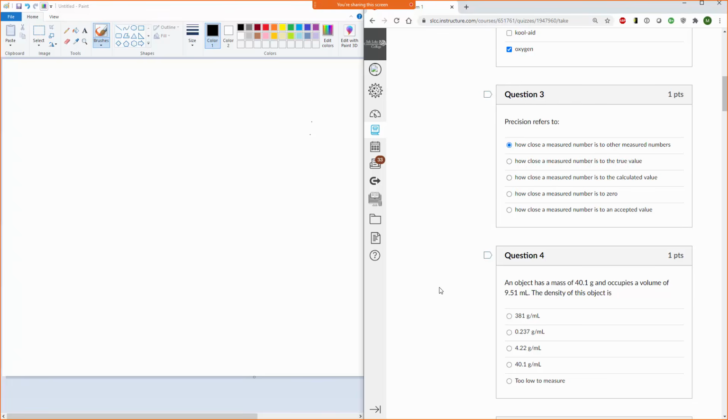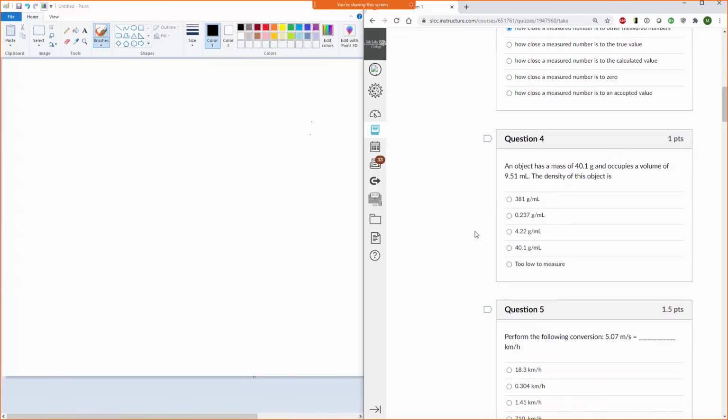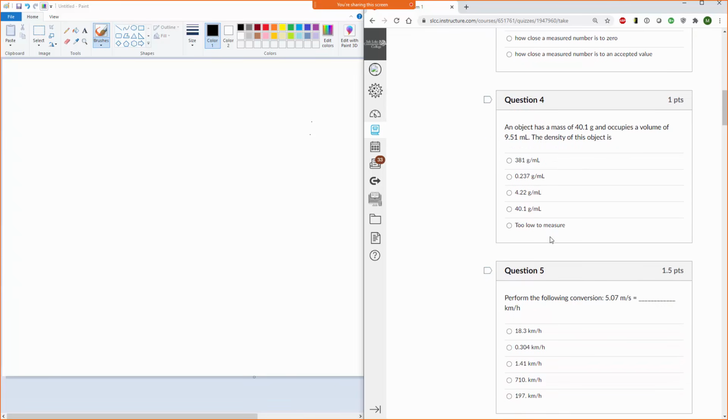Good. Excellent. Okay. Now this is kind of like the question that we were just looking at, describing density. And you can see what I mean when I say I'm not going to give you a chart, but it's dimensional analysis. You've got all of the information you need. So for question 4, an object has a mass of 40.1 grams and occupies a volume of 9.51 milliliters. The density of this object is what? And Sarah's got the answer here, but I just want you to note, I didn't give you a formula for density, and I never will.